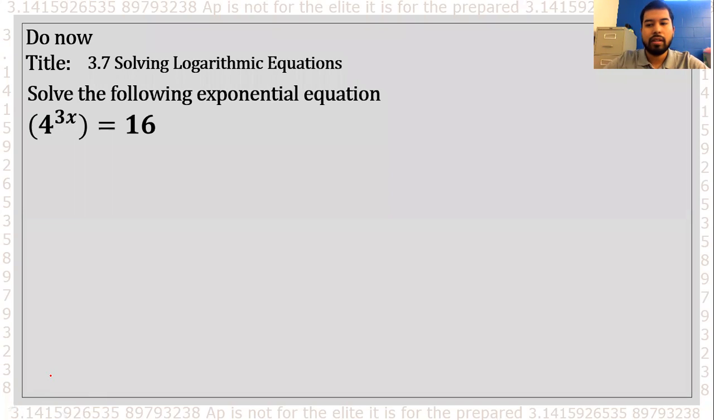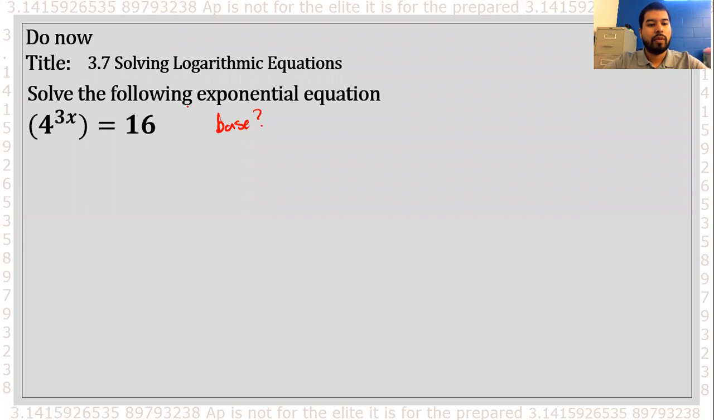Okay, so using the notes from yesterday, you're going to go ahead and solve this exponential equation. Go ahead and pause the video right here and solve for the value of x. Keep in mind you want to find something with the same base. Go ahead and pause the video and give it a try.